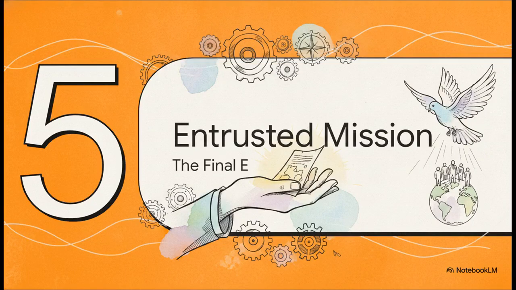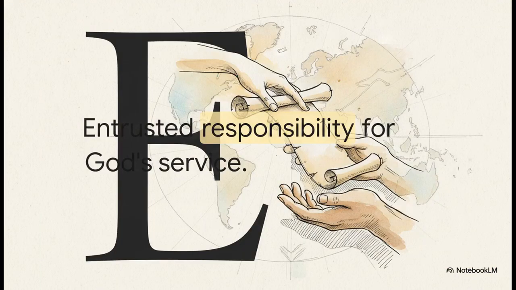Which brings us to Section 5, the entrusted mission, focusing on our final E. We finally arrived at the conclusion of both the acrostic and the timeline. This final E represents the entrusted mission because, as Pastor Gurram identifies, the narrative doesn't just end with a victory lap, it ends with a handoff. The text closes by placing a really heavy responsibility squarely onto the shoulders of the followers. The divine work is technically completed, but the earthly service, well, that's really just beginning.